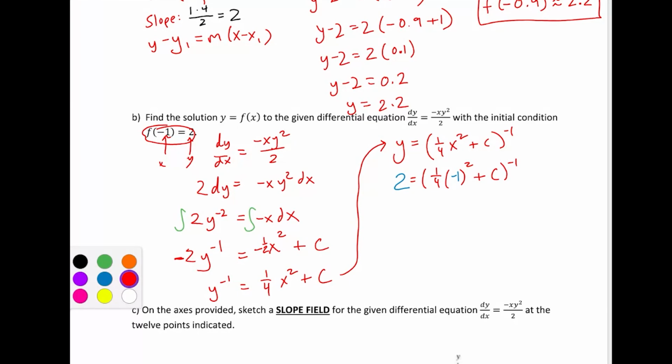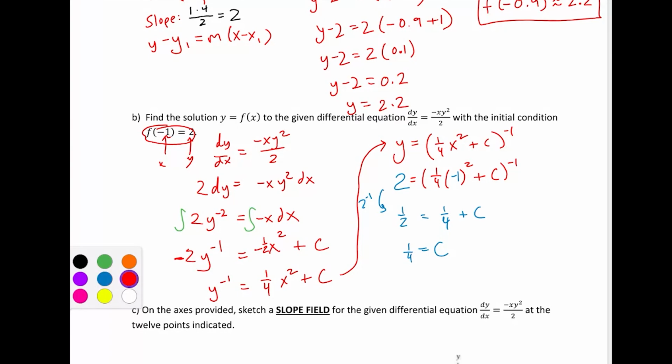At this point, I can unreciprocate what I just did earlier, which is to raise both sides to the -1 to get rid of that -1 power. And so 2 to the -1 is just 1 divided by 2. It's just 1/2. But really, what I'm doing here is 2 to the -1 to get there. And that equals 1/4 times -1 squared, which is just times 1, so that's just 1/4 plus c. Now I can subtract 1/4 from both sides. 1/2 minus 1/4 is just going to be a fourth. So that means c is 1/4.